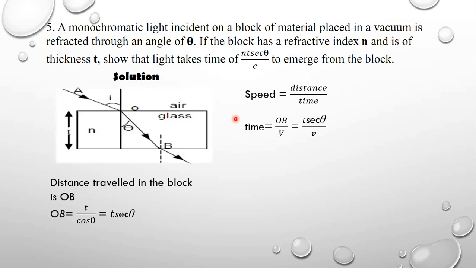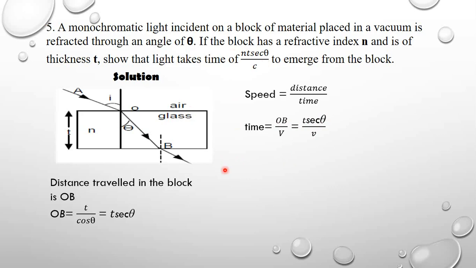and we shall have the distance OB divided by the speed, which is v. So the speed in glass, we are calling it v. And we know that OB is t sec theta, divided by v. Now what we need is this v here, to replace this v in terms of n and c. That's what we need.